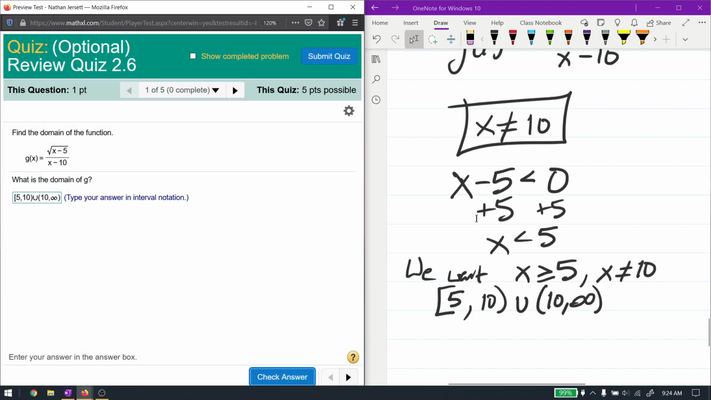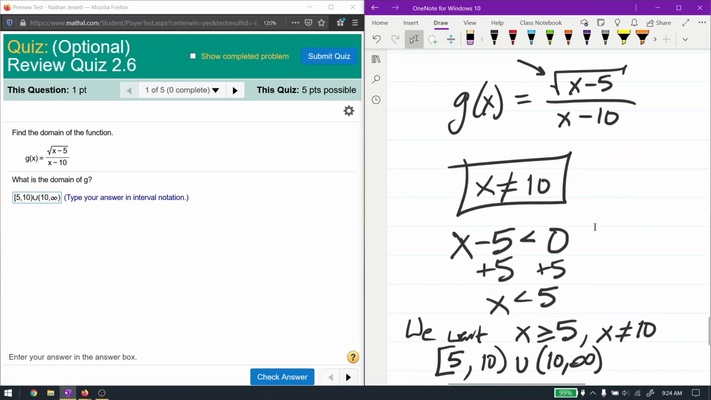That's correct. The most important thing here, I don't want you to get confused by what I have written right here. I said x must be less than 5. What I'm really asking here is what values must be excluded, and I found that x less than 5 must be excluded. You can also ask the question, what values must be included?